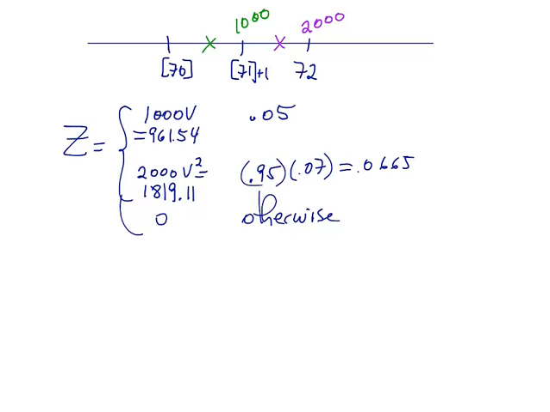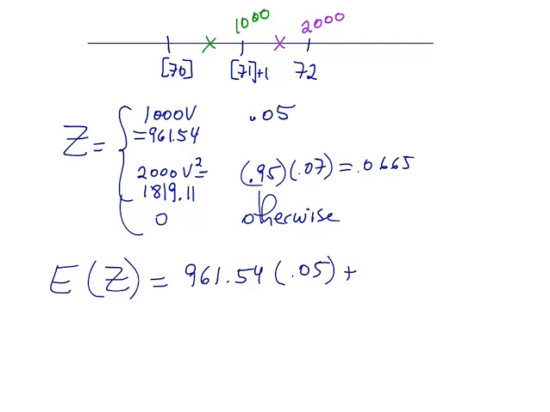So, same thing as before, the expected value of Z is 961.54 times 0.05 plus 1,819.11 times 0.0665 plus 0. And that turns out to be 171.0428.